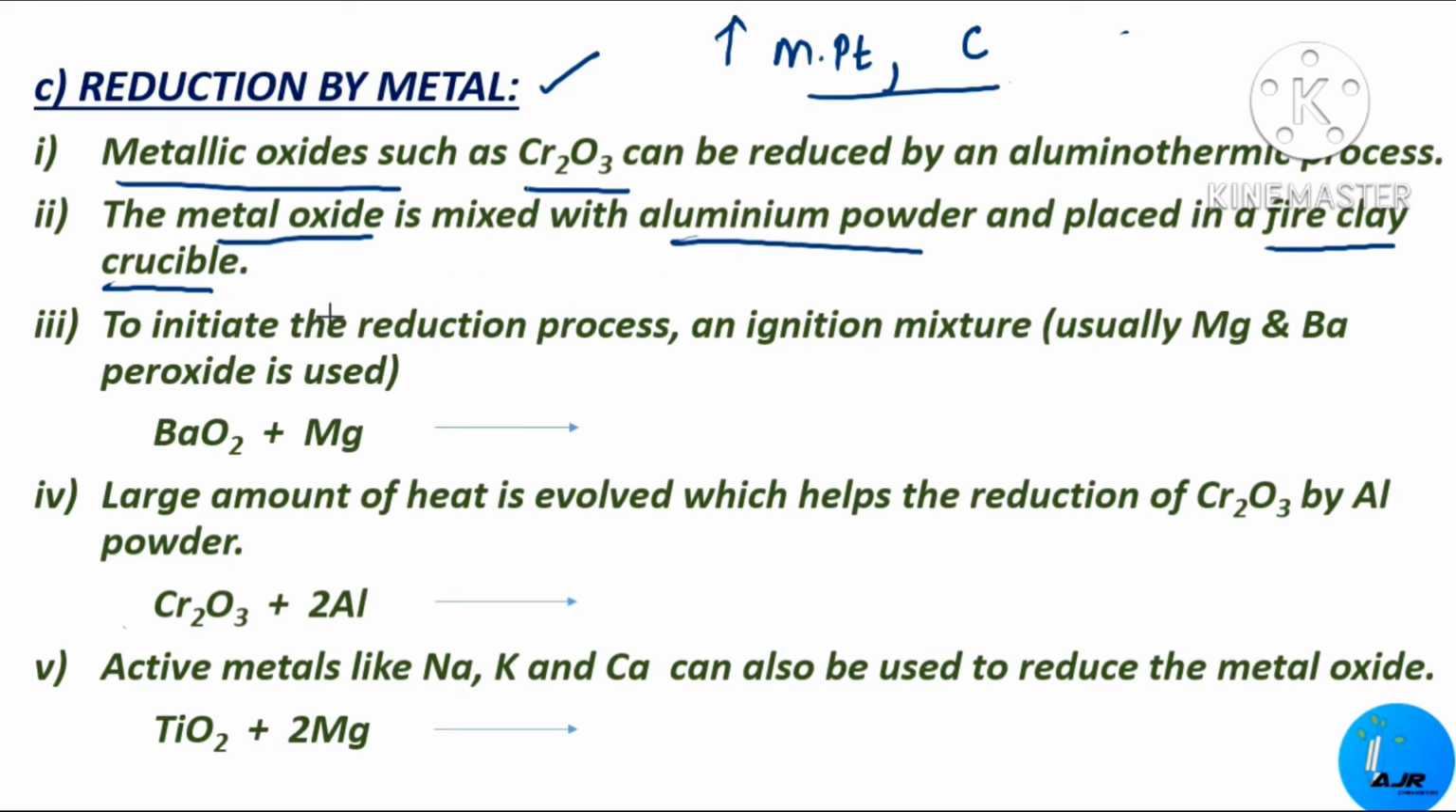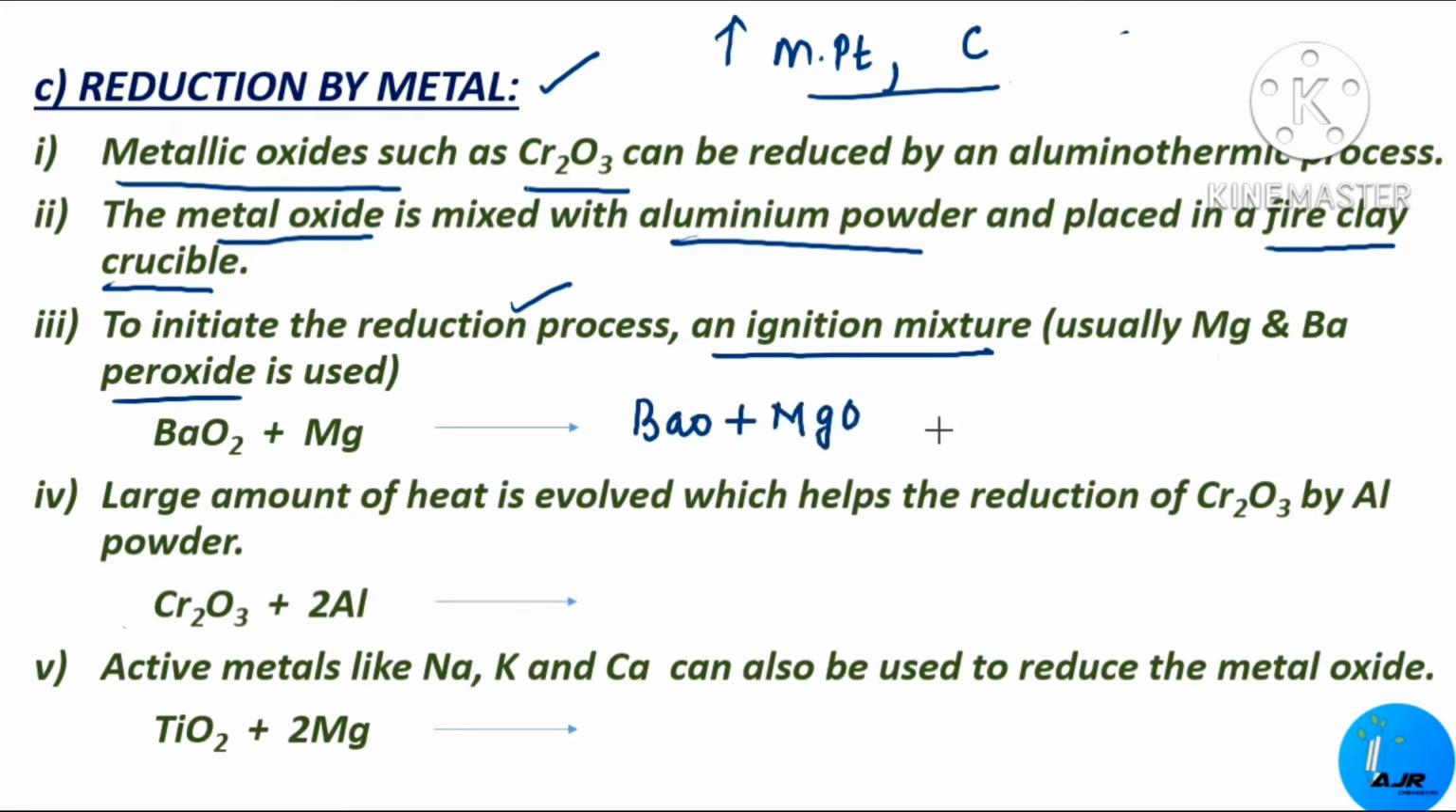In order to initiate or start the reduction process, an ignition mixture, usually magnesium and barium peroxide, is used. Okay. Now we have taken barium peroxide. Barium peroxide plus magnesium gives barium oxide plus magnesium oxide.